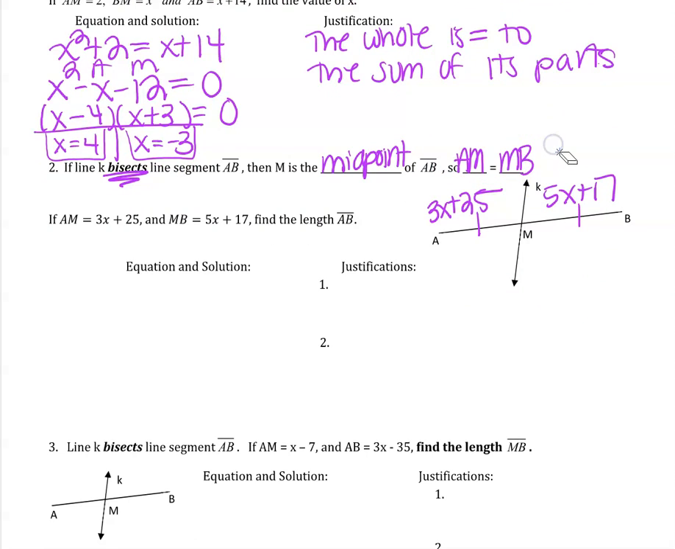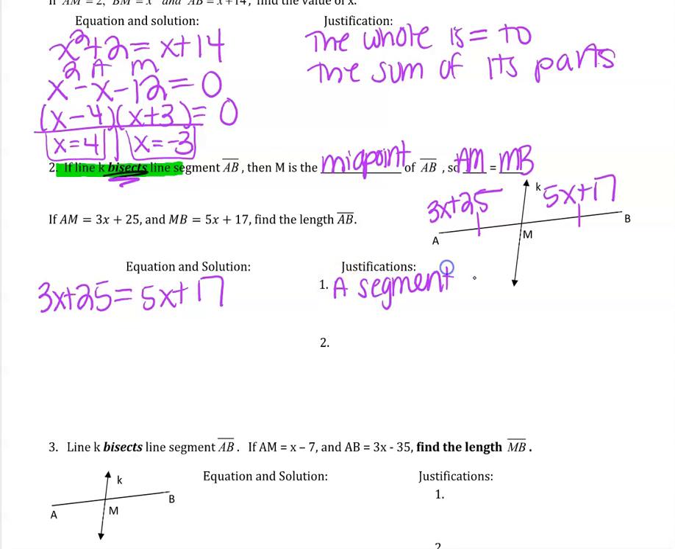In order to solve for x, it should be pretty obvious that if these two segments are congruent, I can just set 3x plus 25 equal to 5x plus 17. Now, why did I know to do that? This is where it goes back to what it means to have a segment bisector, because I didn't tell you to set those equal. You had to infer that based on the definition of a segment bisector. So for step 1, to justify being able to set these equal, I'm first going to define the segment bisector because that's where the problem started.